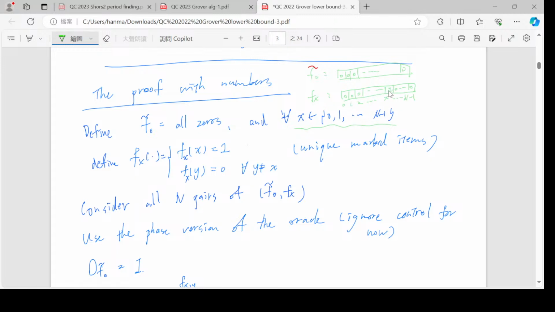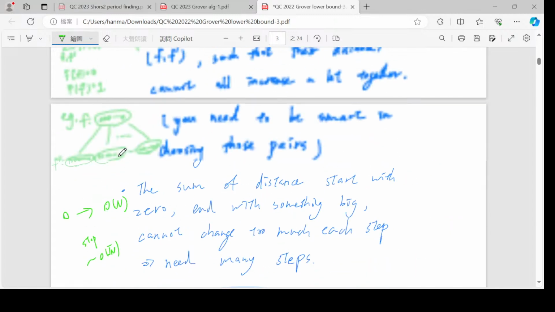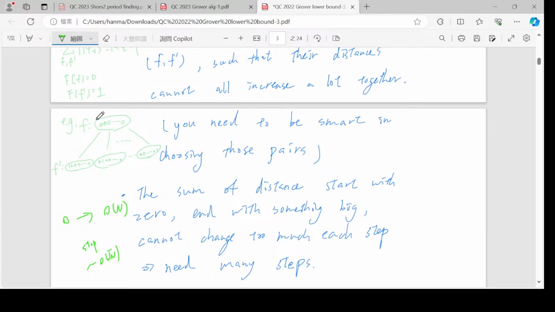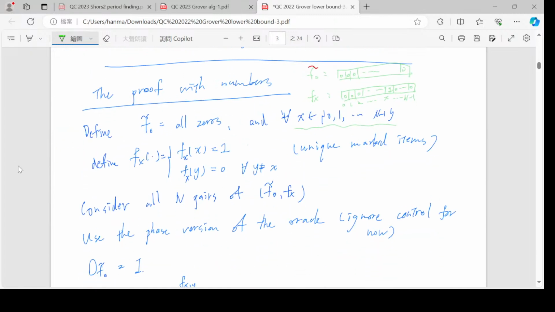That's just one marked item at the x location. So now it's just notation. We keep calling this string f tilde of 0, and so this is f0, f1, all the way to f n minus 1. We need the tilde here because we have another f0. It's just a notation issue.